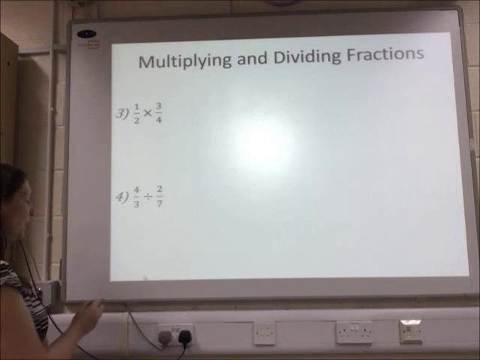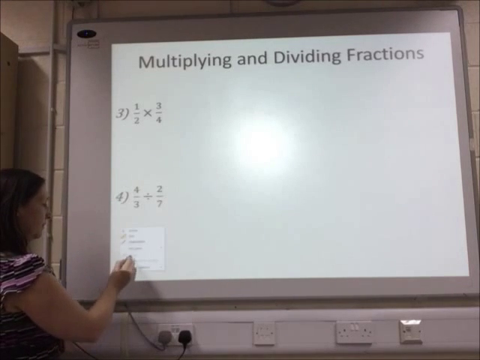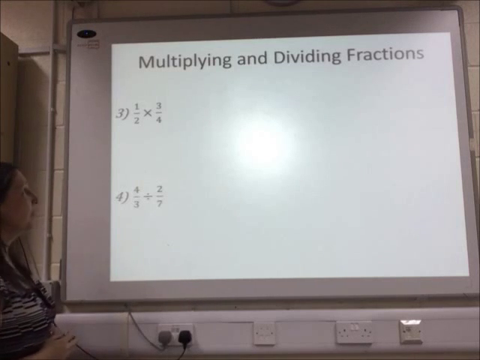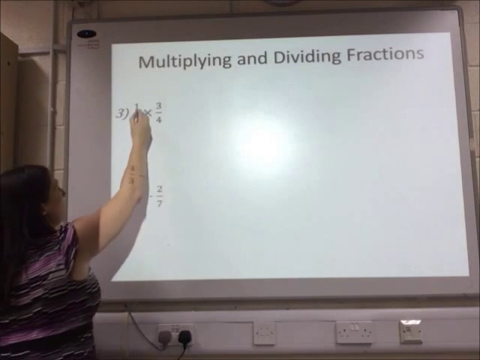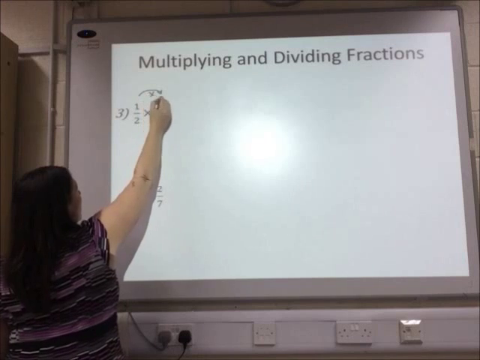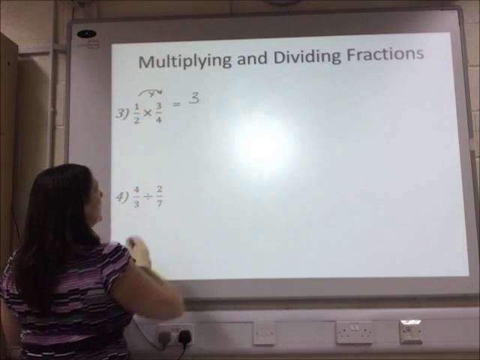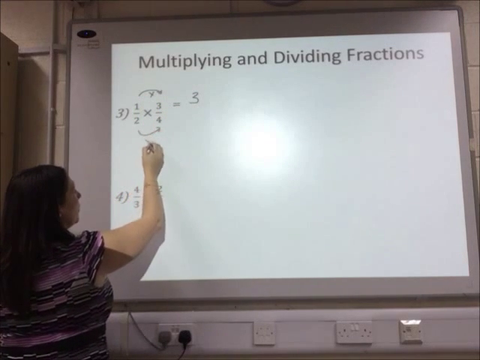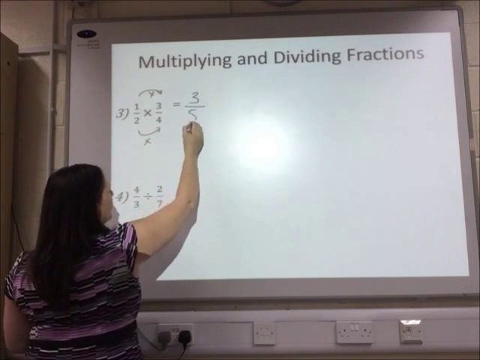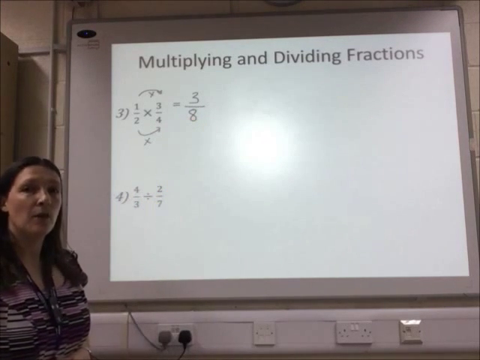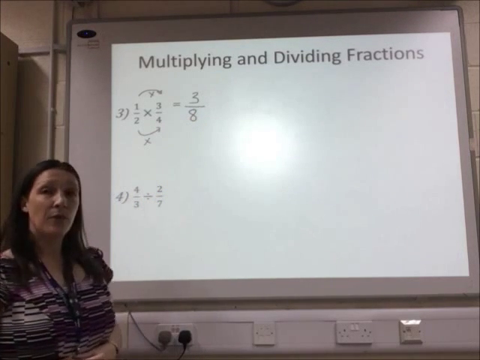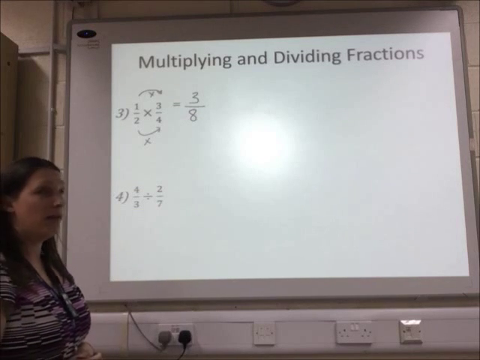Just practice a couple more of these. So multiplication again. Remember, multiplication, we multiply across the top, 3 times 1 is 3, and then we multiply across the bottom, 2 times 4 is 8. 3 over 8 cannot be simplified further, and so this is your final answer.